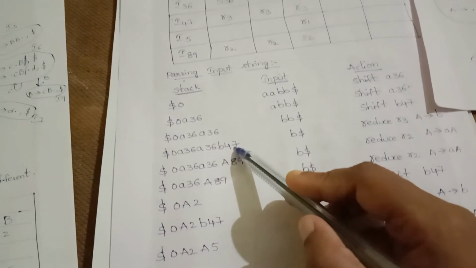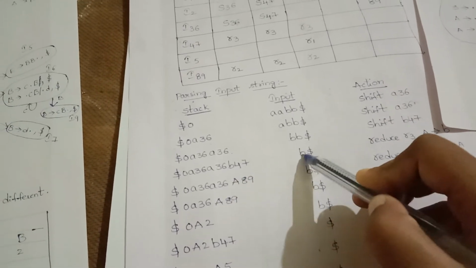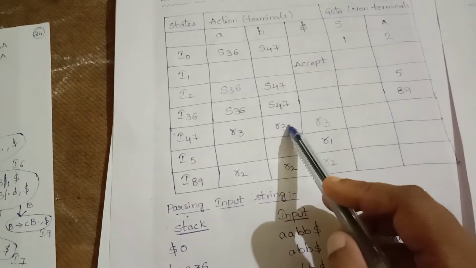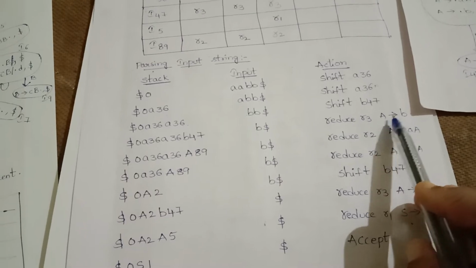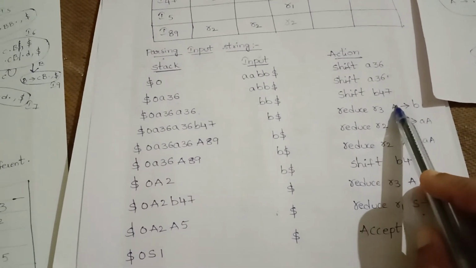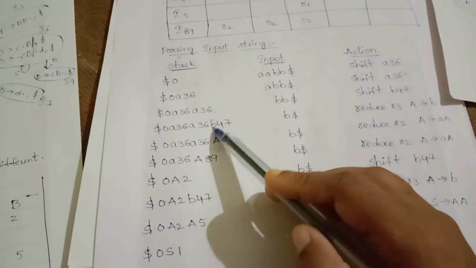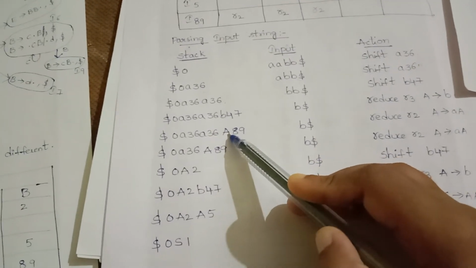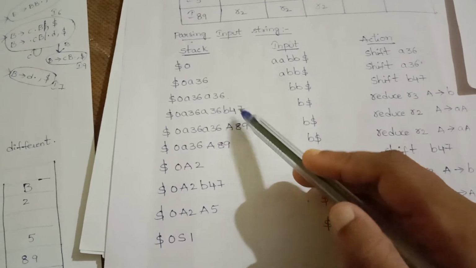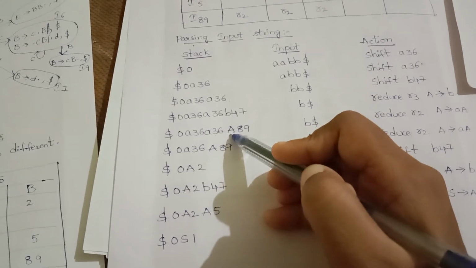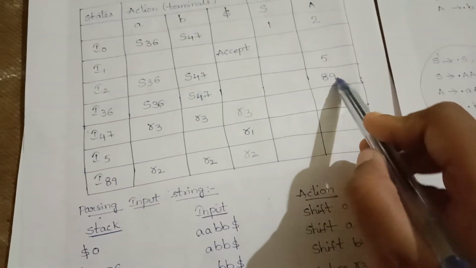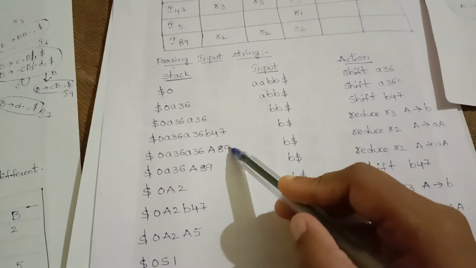Now what action should be performed? Check 47 on small b. What we have here is reduce 3. So what is reduce 3 here? In R3 the grammar is A tends to B. So in place of B we write capital A. Then this number also we need to change. How can we change the number? Check the previous number with this non-terminal. 36 on capital A, we have 89. So you need to write 89 here.